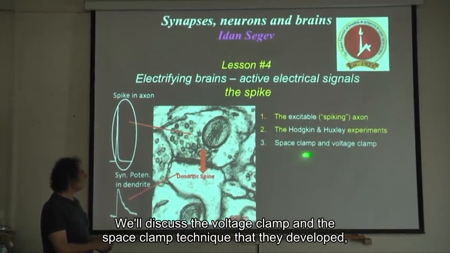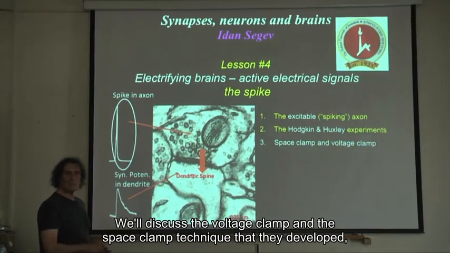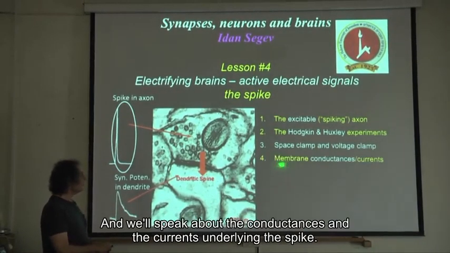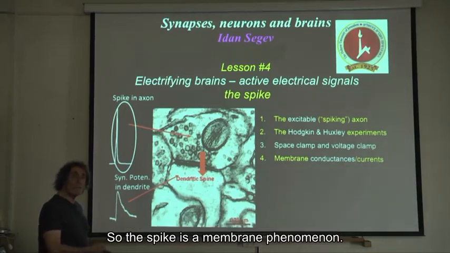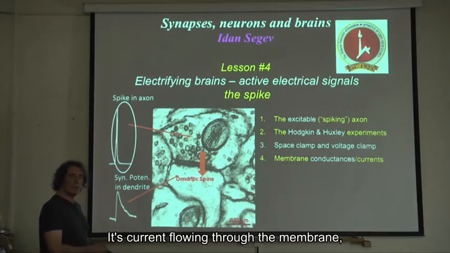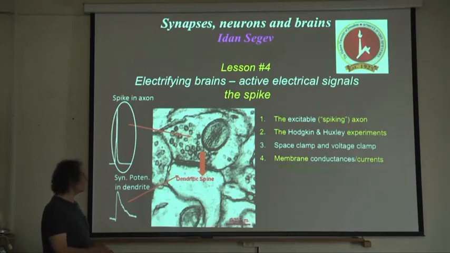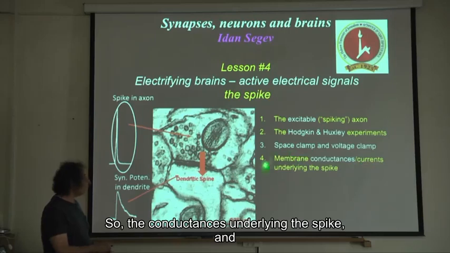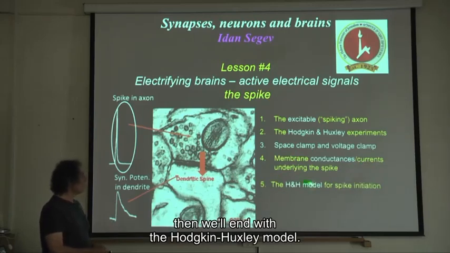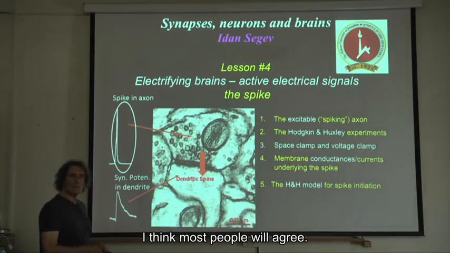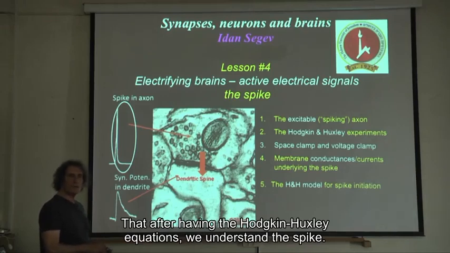We'll discuss the voltage clamp and the space clamp technique that they developed that enabled us to really understand the spike. We'll speak about the conductances and the currents underlying the spike. So the spike is a membrane phenomenon. It's current flowing through the membrane. It's conductance changes that are voltage dependent, and we'll discuss that. And then we'll end with the Hodgkin-Huxley model, the mathematics of Hodgkin-Huxley, that I can say, and I think most people will agree, that after having the Hodgkin-Huxley equations, we understand the spike.